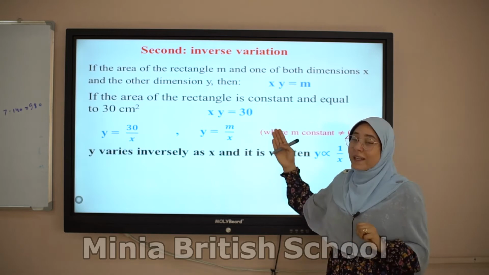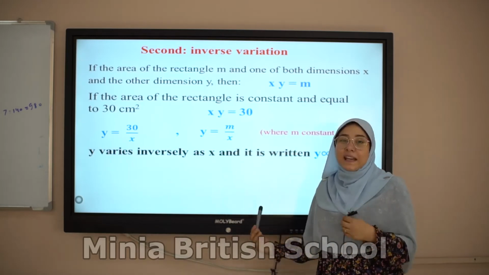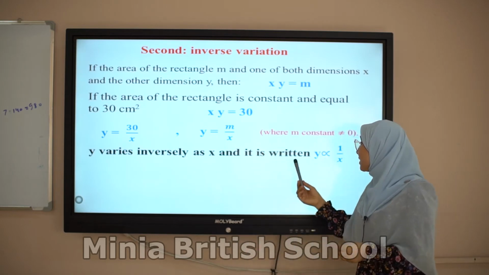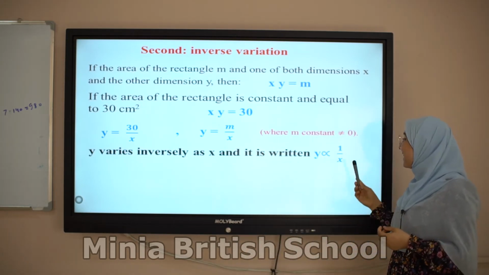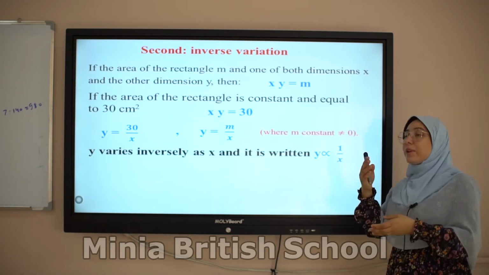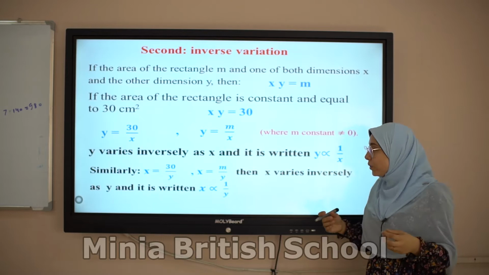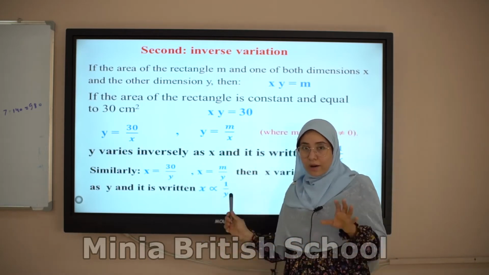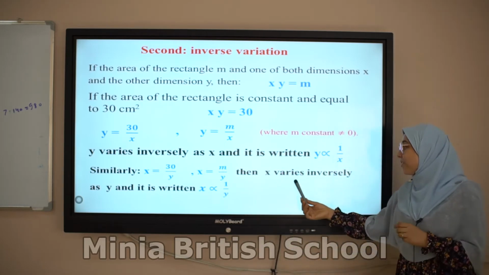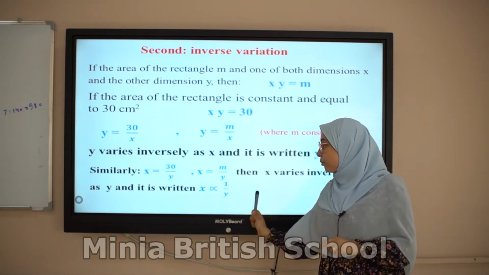Here we can say y varies inversely as x, and it is written by this symbol. Another way, if you separate x and y and put x on one side, we get x equals 30 over y. So x equals m over y. Then x varies inversely as y, and it is also denoted by this symbol.